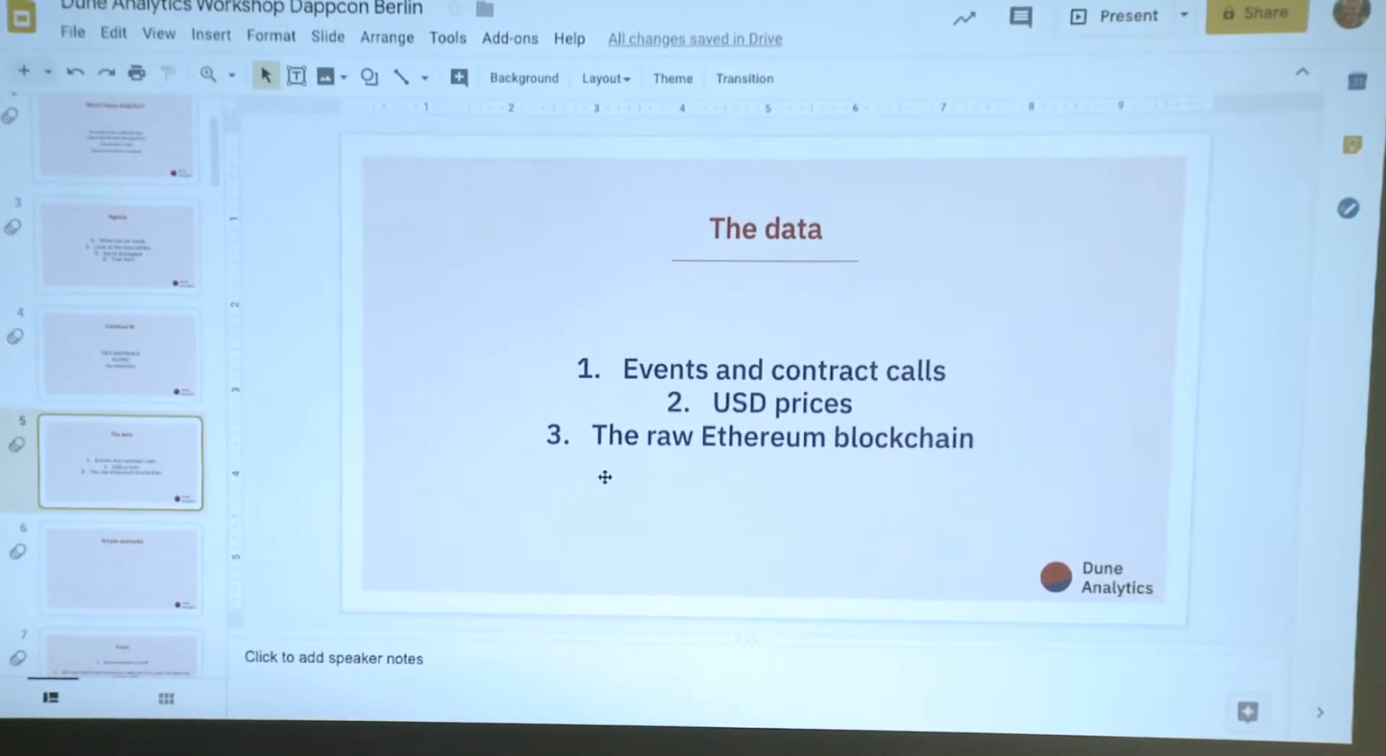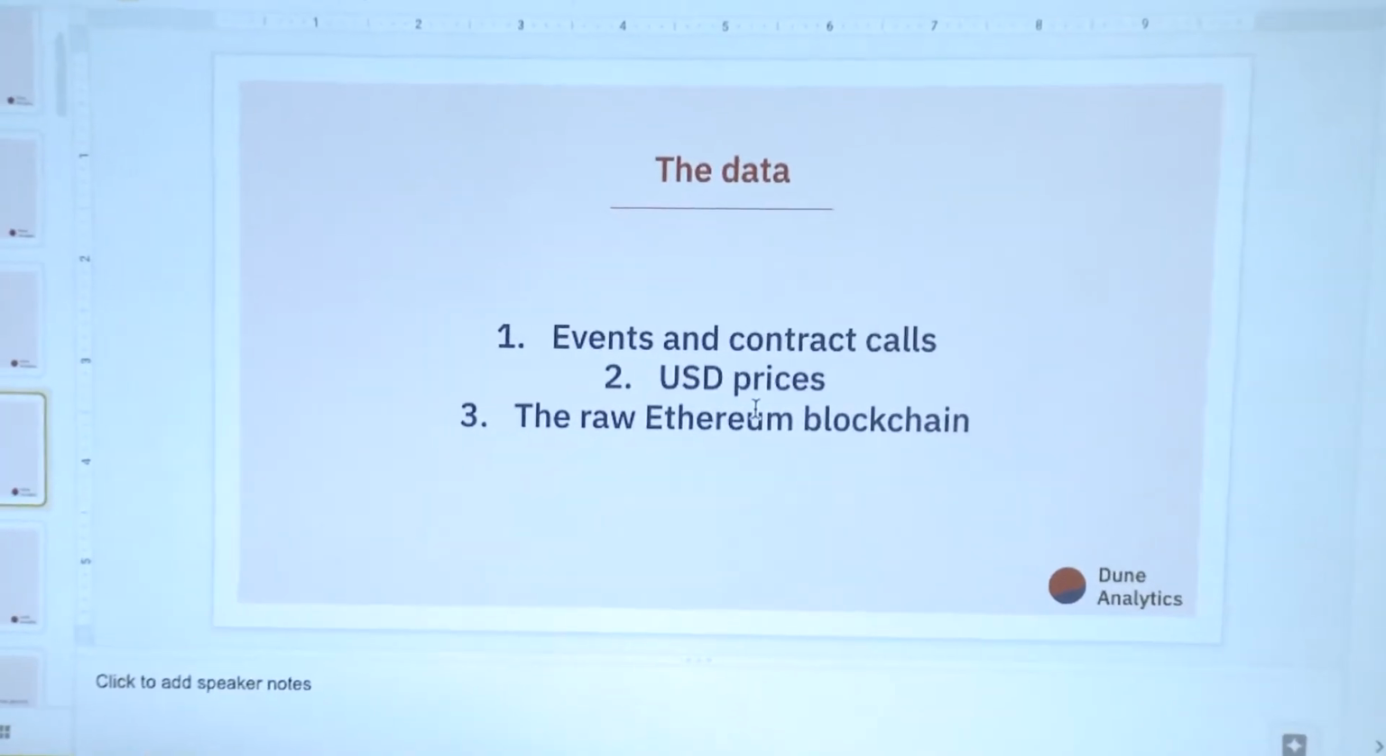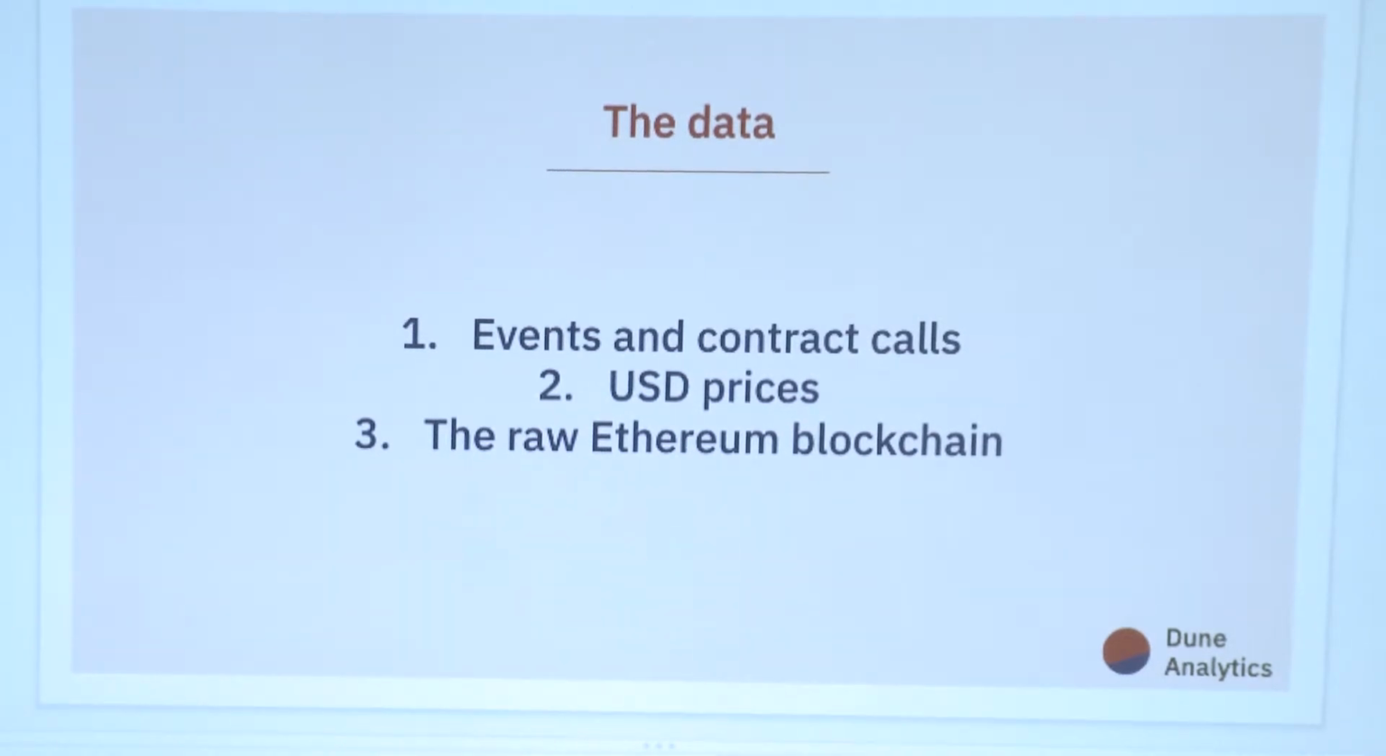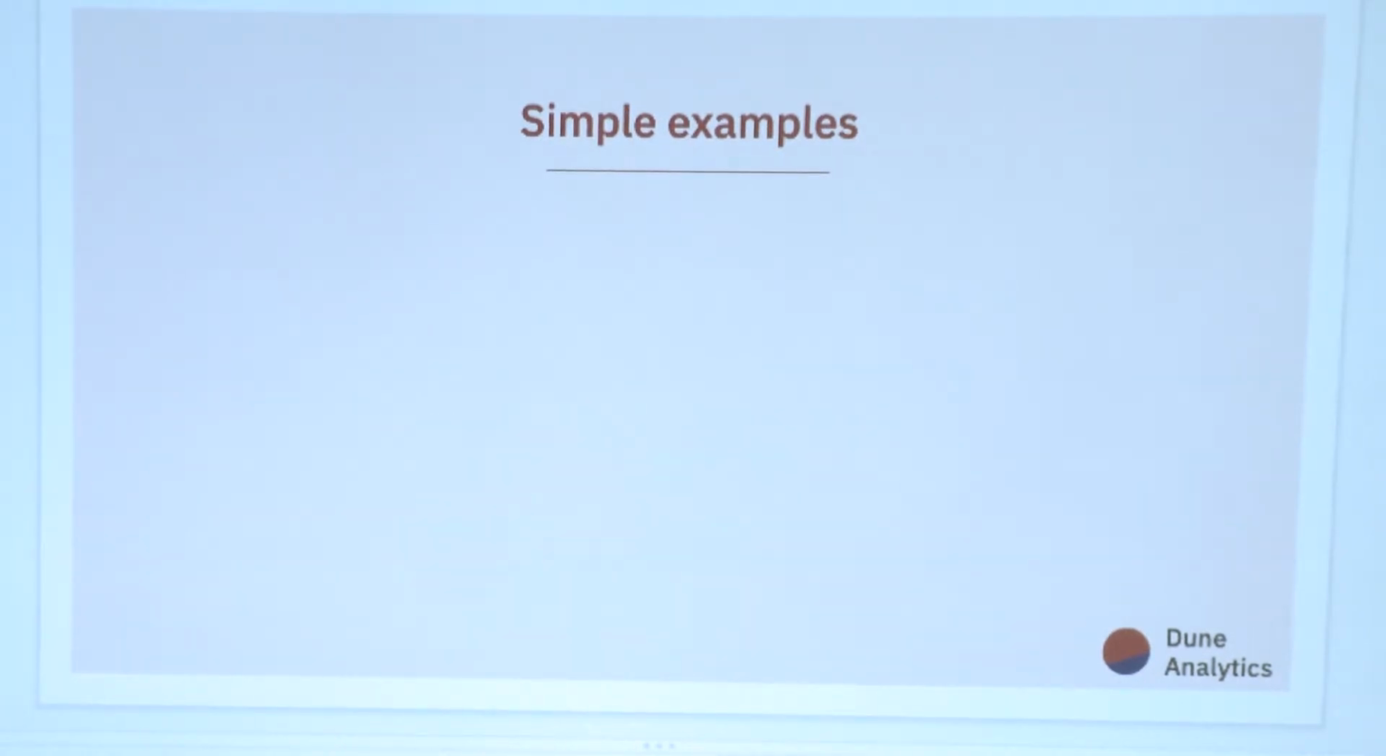So the data itself is mostly Ethereum events and contract calls. We also have USD prices, so you can get the USD volumes of different actions. And we also have the raw Ethereum blockchain in there. Of course, just stop me if there's anything that's not clear, any questions. So I'm going to do a quick example, and then we're going to get you guys going.